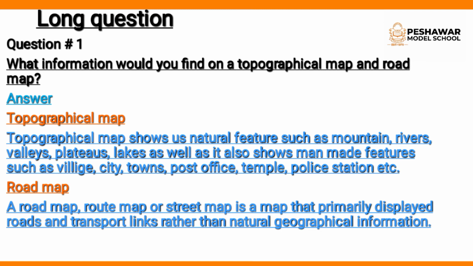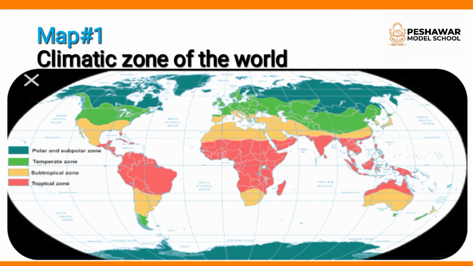The other one is the road map. What is a road map? A road map, a route map, or street map is a map that primarily displays roads and transport links rather than natural geographical information. So the road map tells us about the roads and links of the transport. Now clear students?